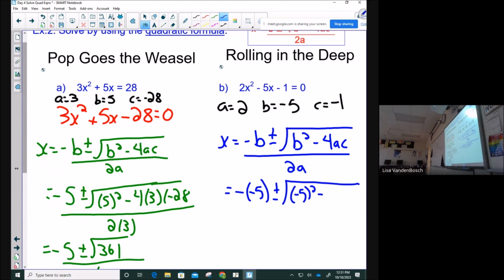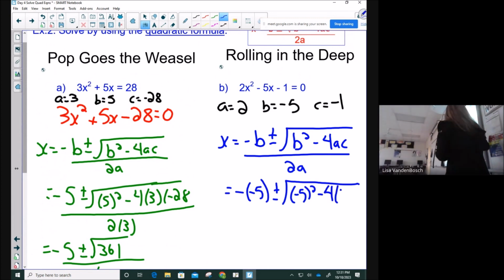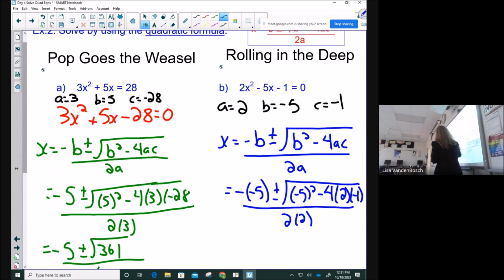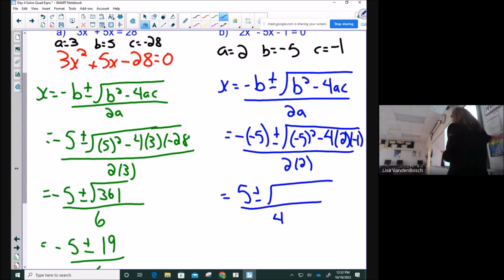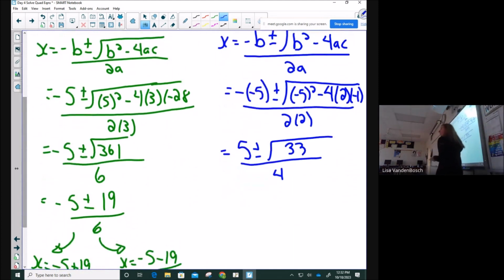Did anybody get 5.74 at all? I haven't finished the whole thing. I'll tell you. I got 5. Okay. 33 is 5.7. What'd you guys get under the root sign? 33, perfect, yep. Everyone okay with getting square root 33? Okay, we'll keep going with that then.